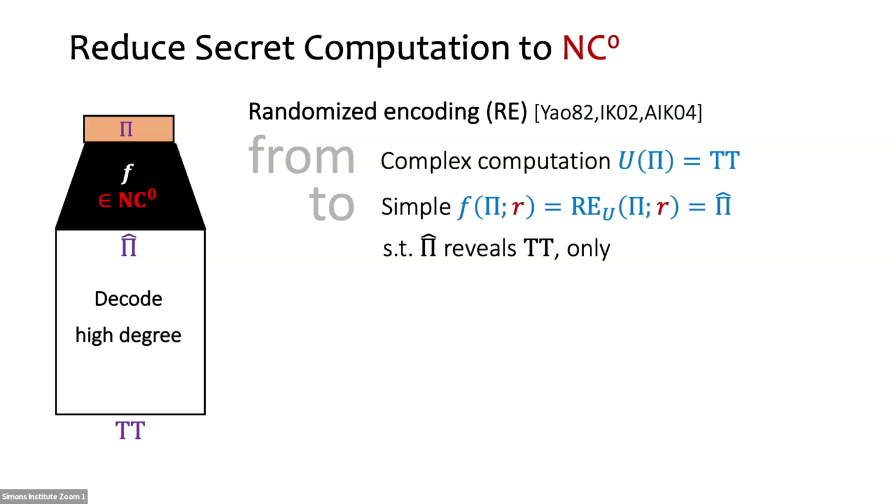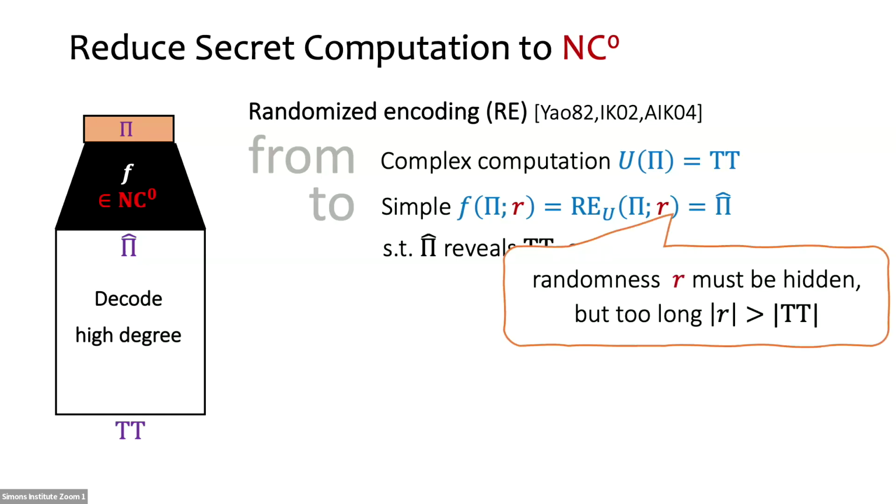And furthermore, the randomized encoding can be done in just NC0 circuits. So this would fit perfectly our purpose, in that we now only need to compute the encoding itself secretly while leaving the decoding in public. There's only one issue here, which is that the encoding requires randomness. And where does this randomness come from? Well, this randomness, unfortunately, I cannot hide by encoding it together with the program pi, because the length of the randomness scales with the length of the output, the truth table, and that is too long.